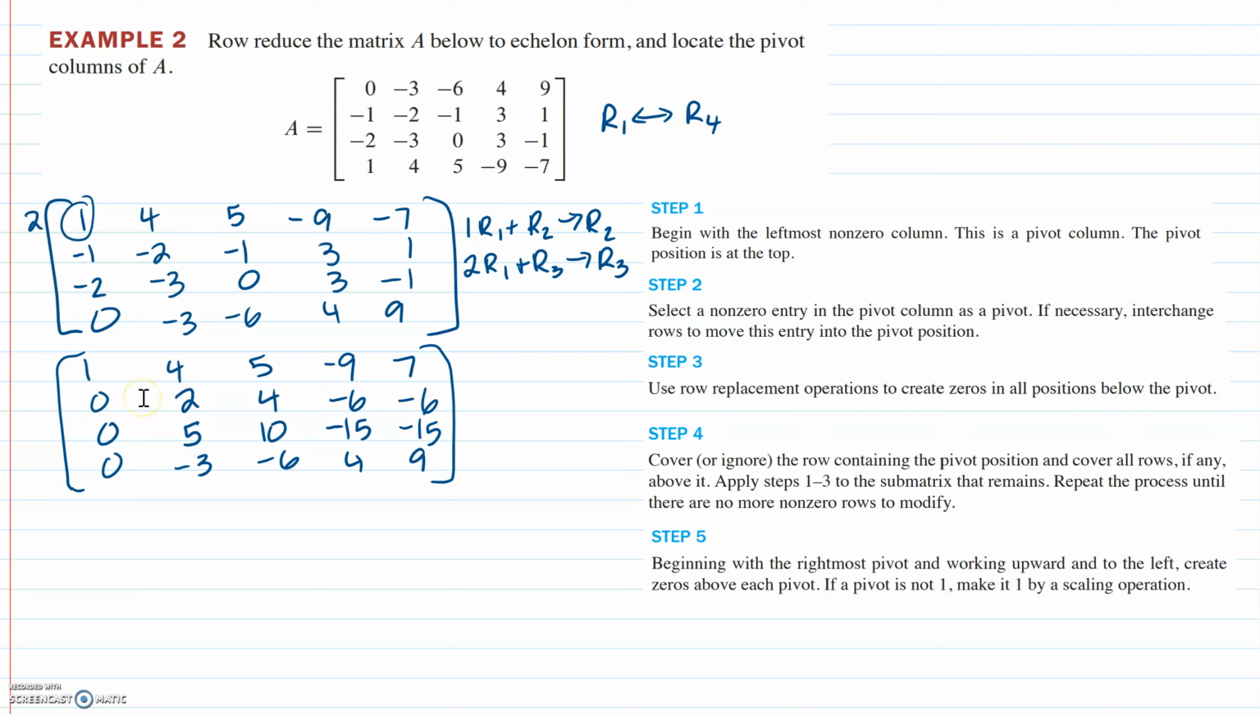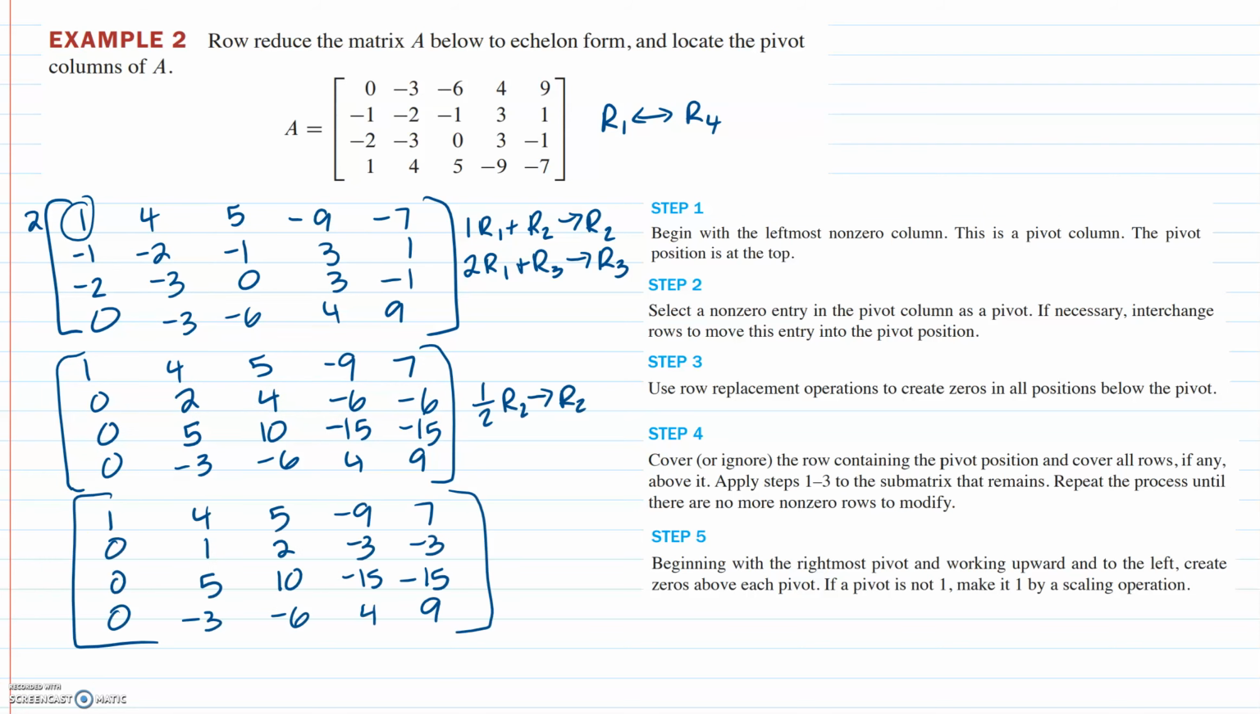I could take -5 halves times the second row and add it to the third row, but since 2 is common in that second row, I might as well change that to a 1. So I didn't change any of the rows except for that second row. I divided everything by 2.